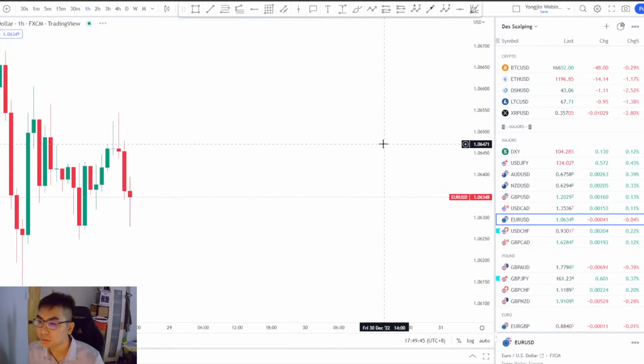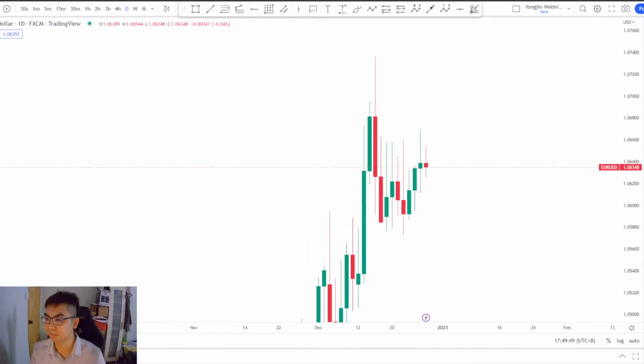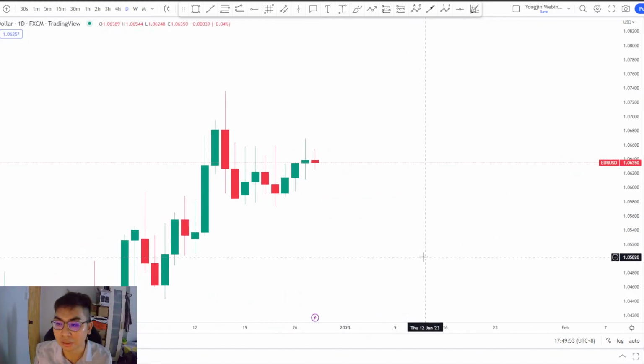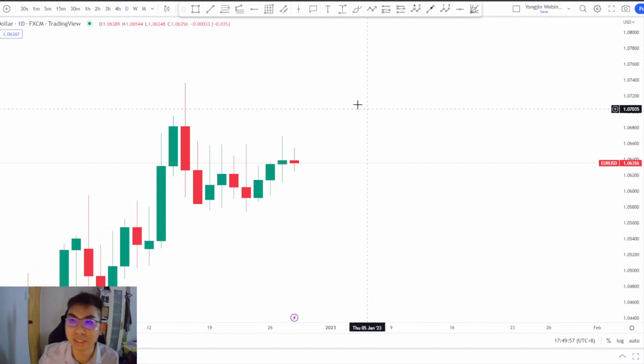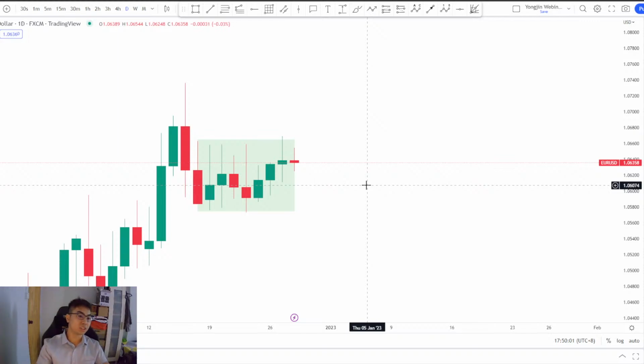Euro dollar. Next, I'll just move on to the daily charts first. Okay, it's a very tight consolidation right there. So it looks like a box setup, some kind of box consolidation. Very tight. Not much movement is going on.